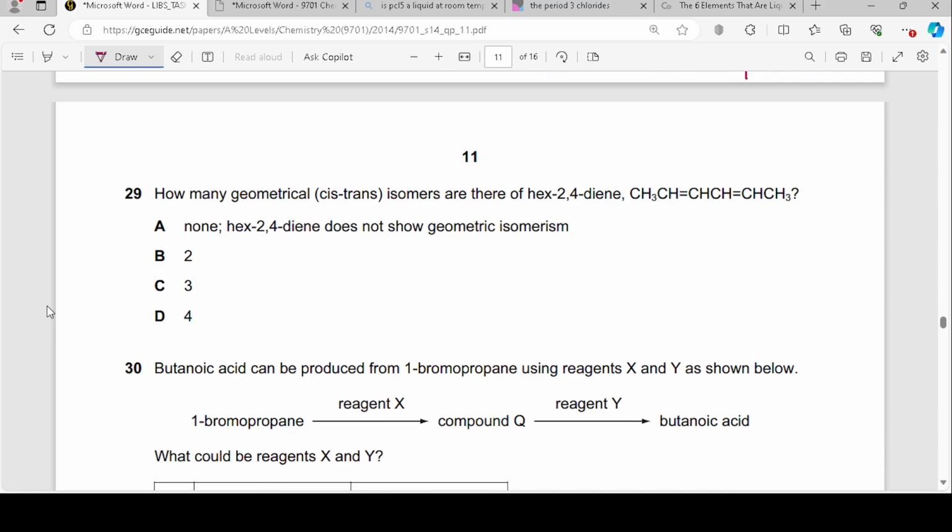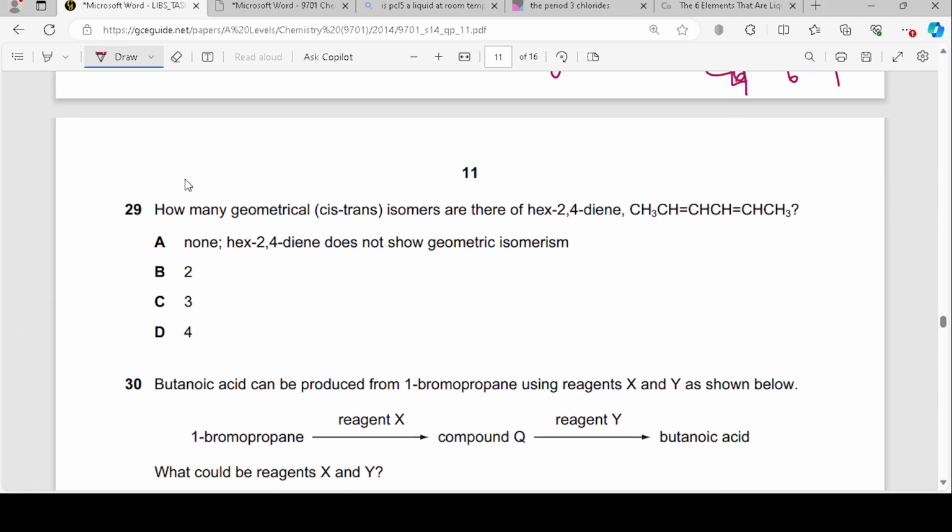How many geometrical cis-trans isomers are there of hex-2,4-diene, CH3CH=CH-CH=CHCH3? So what do you do? A good strategy is just to draw everything out, because honestly, drawing things out really helps. I would always advise to draw things.